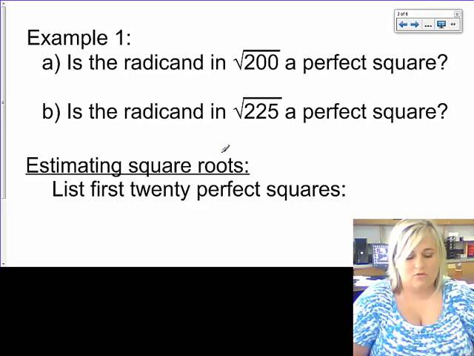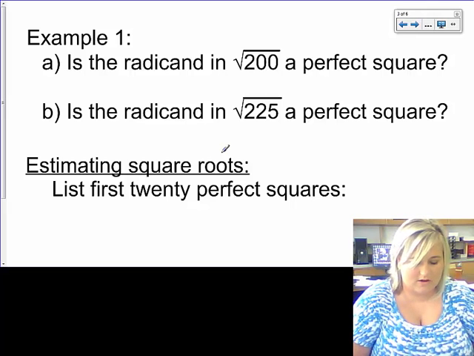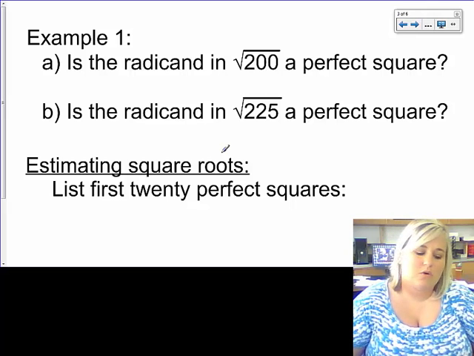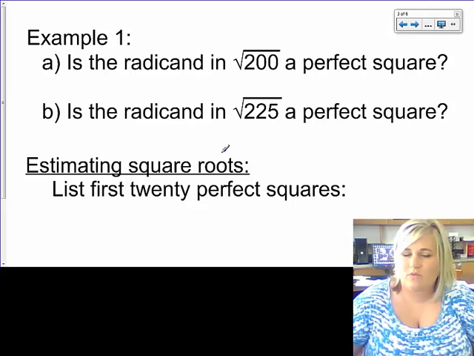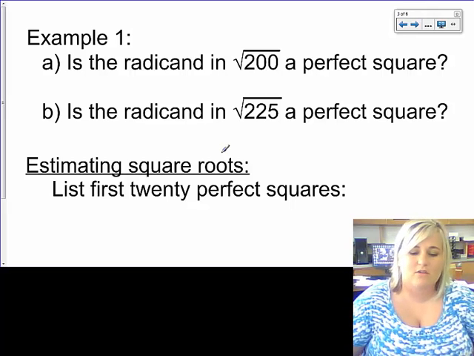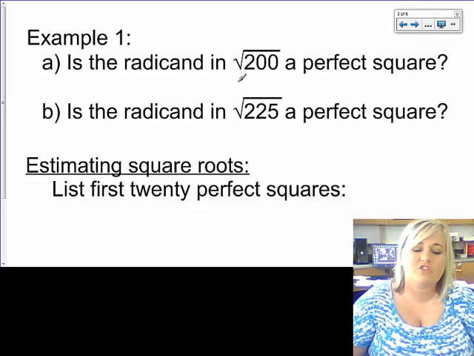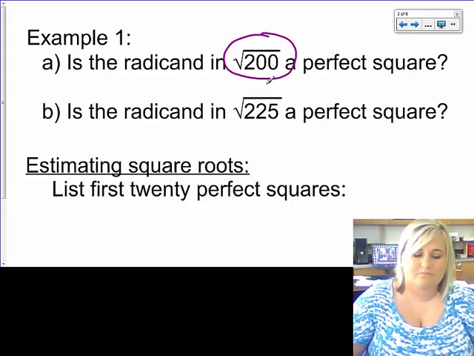If you punch in radical 200 into your calculator, you get 10 radical 2, or some crazy decimal, okay, which means that it's not a perfect square. If it's a perfect square, when you punch this into your calculator, you are going to get an integer.